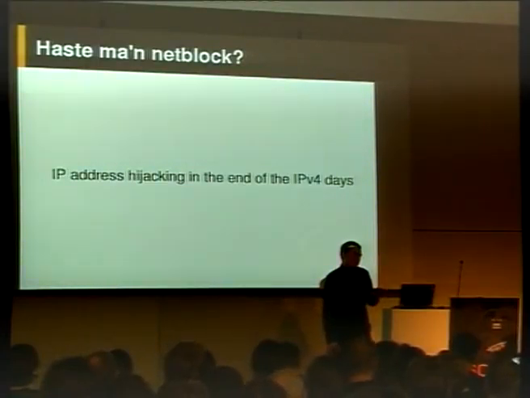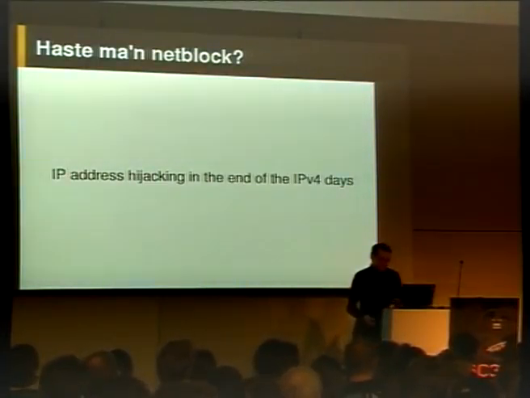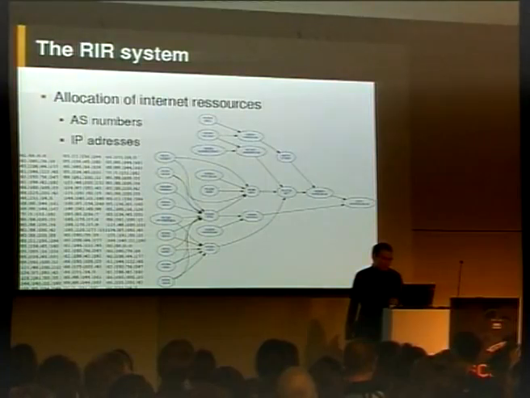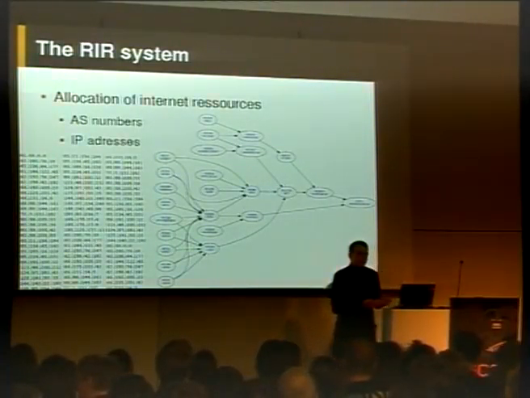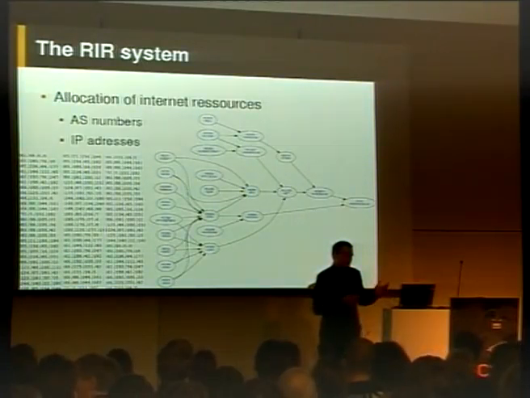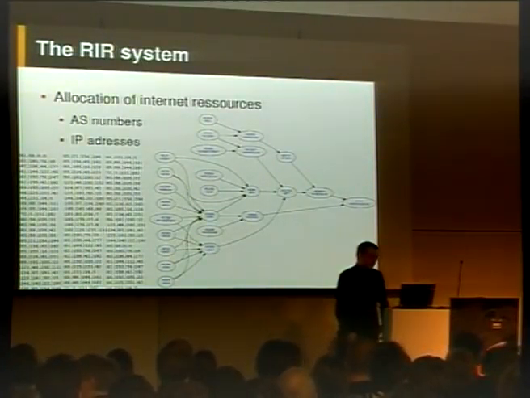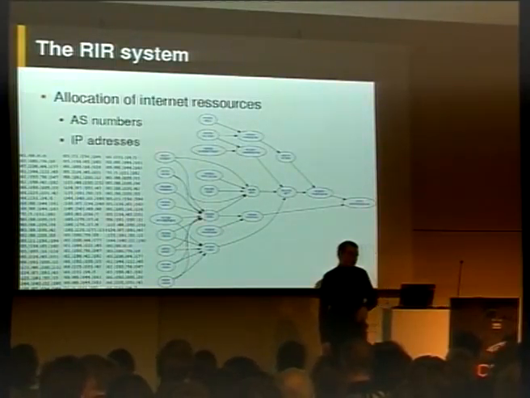So to make things clear, we're going to talk about the allocation of internet resources, which is mainly IP addresses and AS numbers. So IP addresses, I guess everybody of you is familiar with that. AS numbers, maybe something less of you have heard of or handled with.